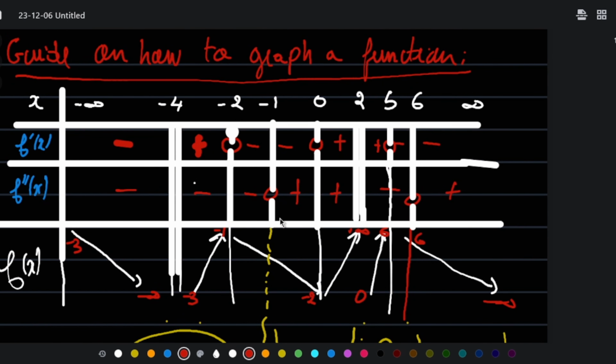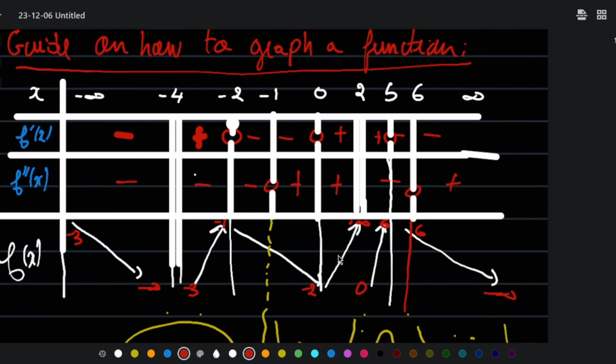So how do we know if a point is an inflection point? It is when the second derivative is 0 and the second derivative changes sign. So here we go from minus to plus, and we have a 0 here. So this is an inflection point. Same thing here. We have minus to plus, and we have a 0 here. So this is an inflection point. So -1 and 6 are inflection points.